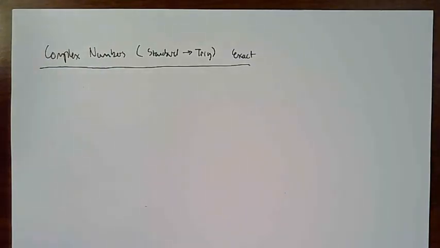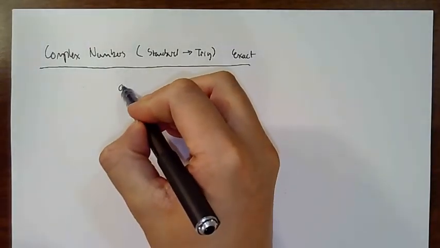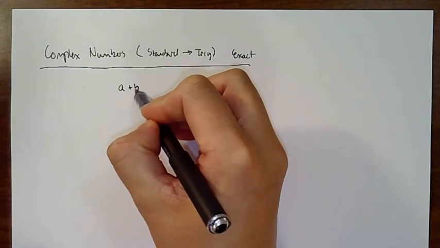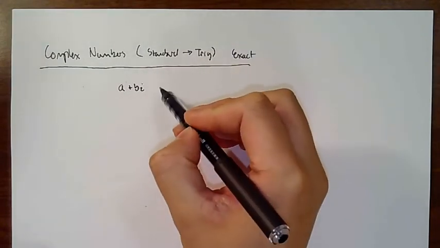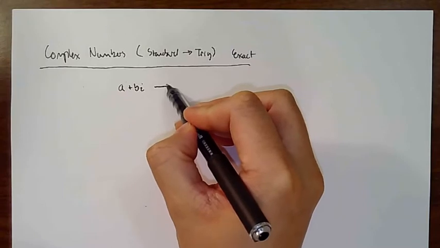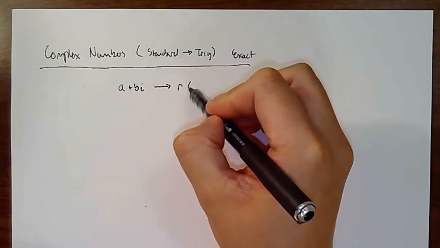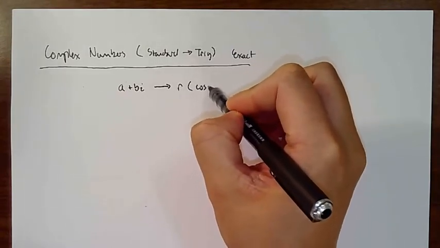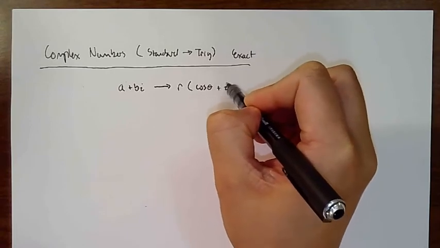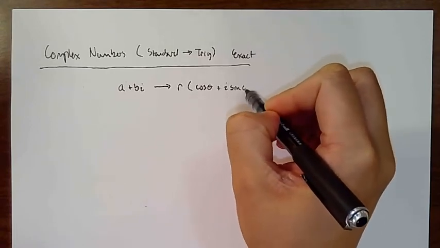Okay, in this video, we're going to talk about complex numbers some more, and we're going to continue to talk about converting from standard form to trig form, but instead of decimal approximations, we're going to be using exact values. So we are going to be taking a plus bi, which is a complex number in standard form, and converting it to r times a quantity cosine theta plus i sine theta.